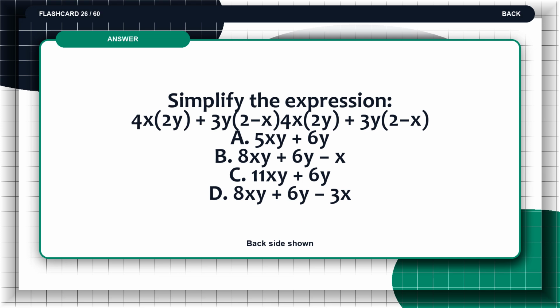The answer is, simplify the expression 4x squared y plus 3y squared minus x. A: 5xy plus 6y, B: 8xy plus 6y minus x, C: 11xy plus 6y, D: 8xy plus 6y minus 3x.